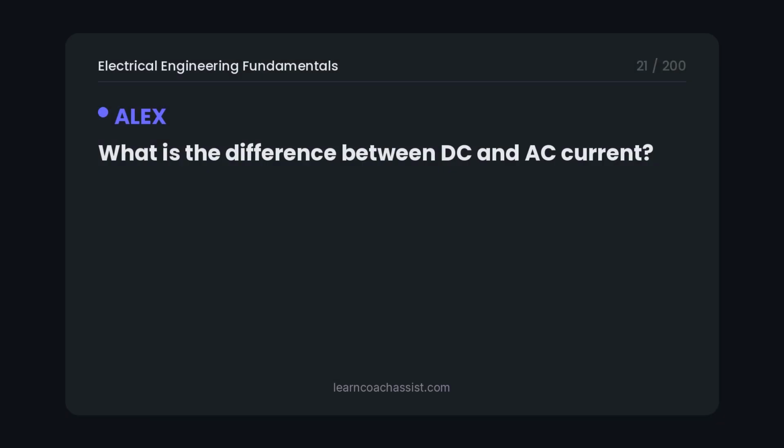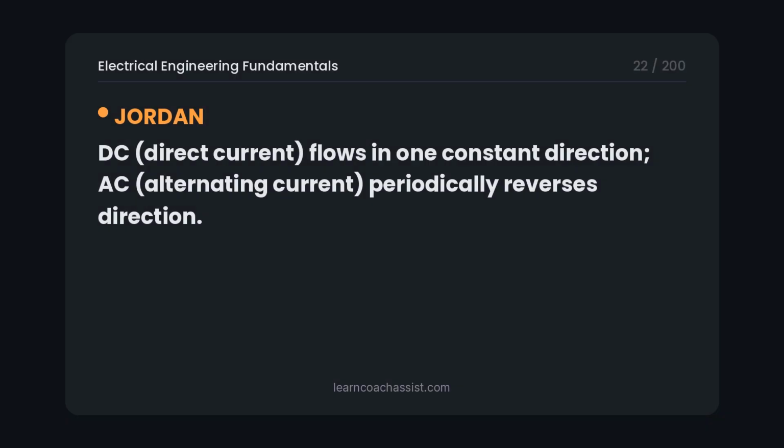What is the difference between DC and AC current? DC, direct current, flows in one constant direction. AC, alternating current, periodically reverses direction.